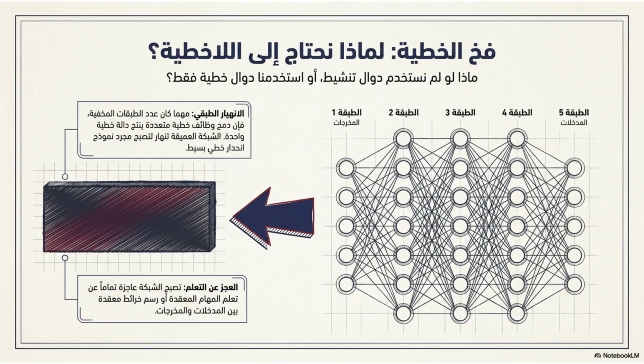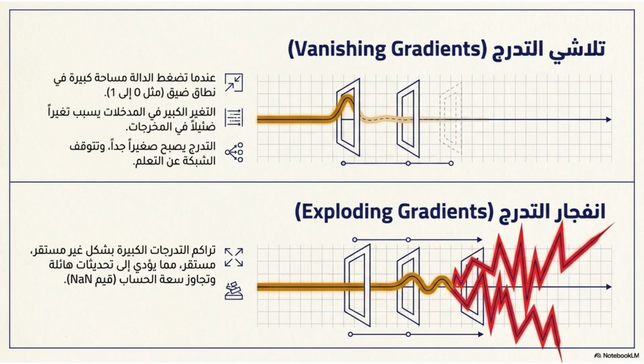Why do we need nonlinearity? Using only linear activation functions, deep networks collapse into a simple linear regression model, failing to learn complex tasks. Vanishing gradients occur when the derivative becomes very small, halting learning. Exploding gradients involve large, unstable weight updates that can lead to calculation overflows.